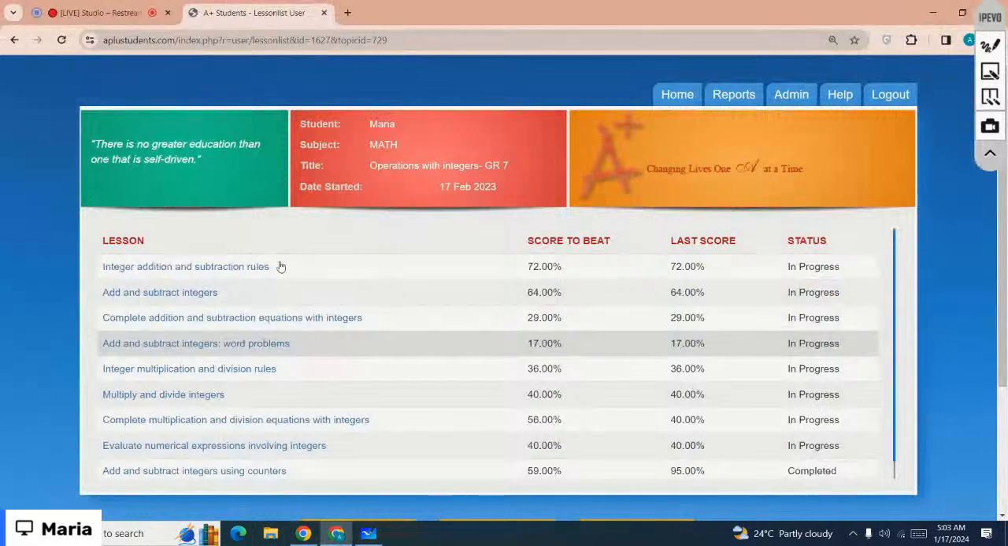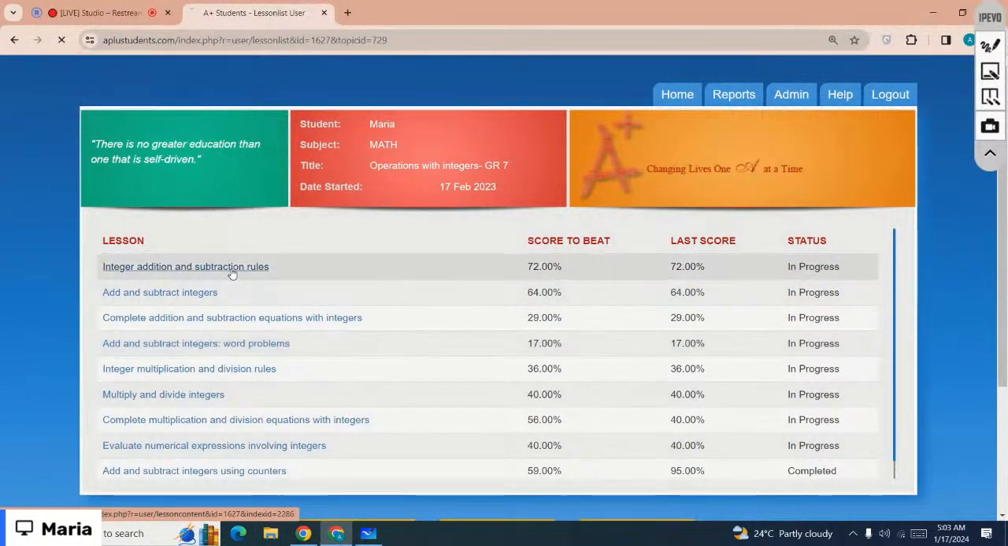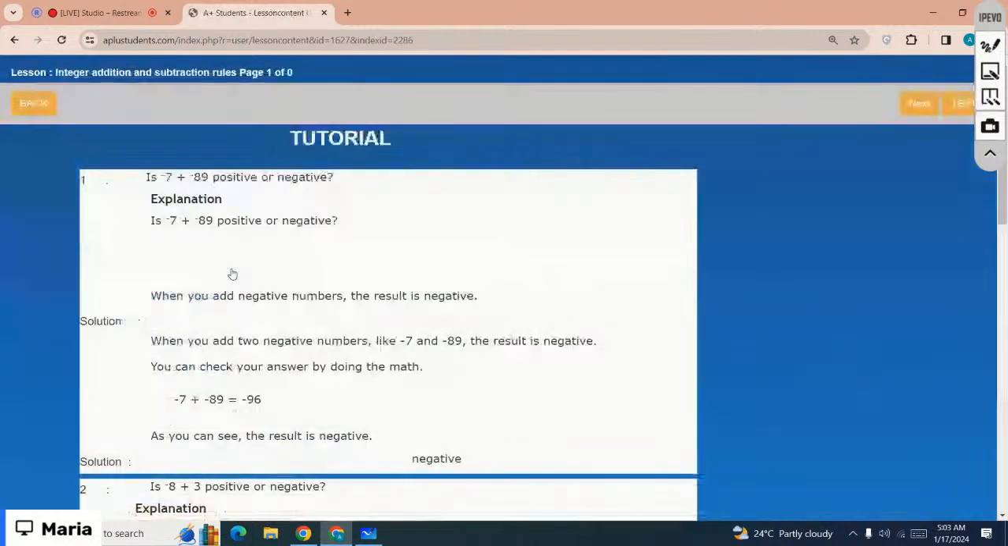Here I'm on grade 7 math. Let's just start with the first lesson, that is integer addition and subtraction rules. So let's start with an example. Is negative 7 plus negative 89 positive or negative? When both the numbers are negative, you have to add them and they have a negative sign, right?